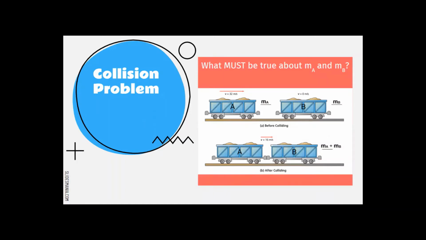Let's look at this example as well. So we have a system, and it looks like some parts of a train, and we have part A and part B. And we want to know what must be true about the mass of A and the mass of B. So what it's really asking is possibly what are those masses? So let's go ahead and talk about what we can figure out about the masses of these two objects.